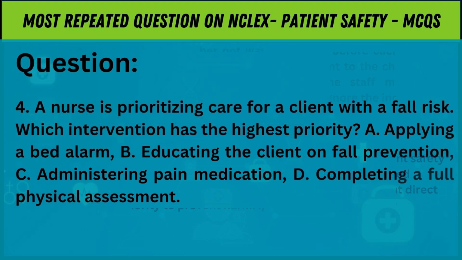4. A nurse is prioritizing care for a client with a fall risk. Which intervention has the highest priority? A. Applying a bed alarm. B. Educating the client on fall prevention. C. Administering pain medication. D. Completing a full physical assessment.